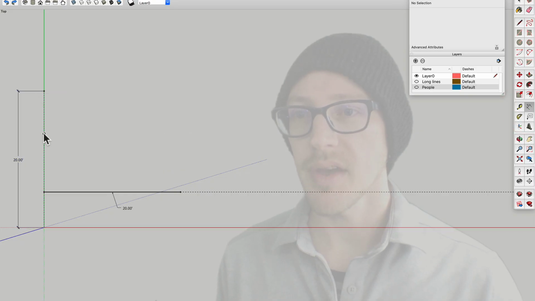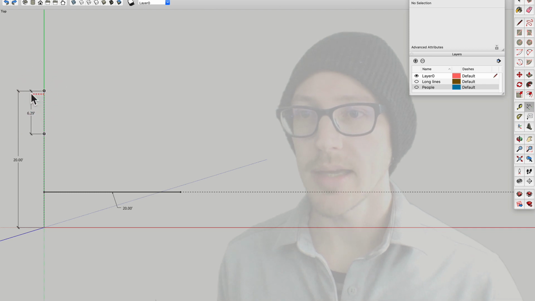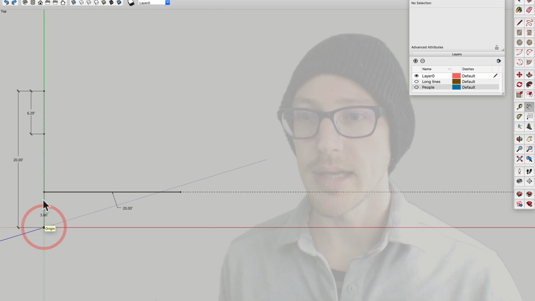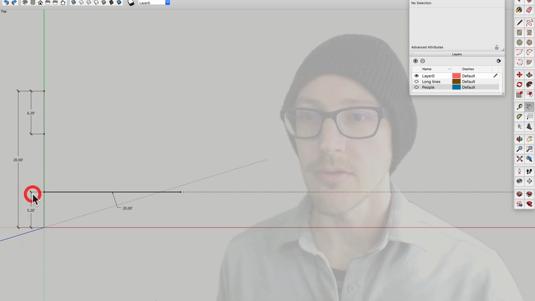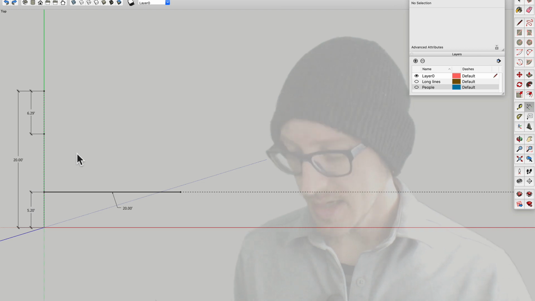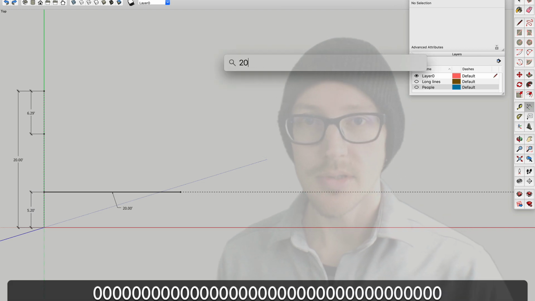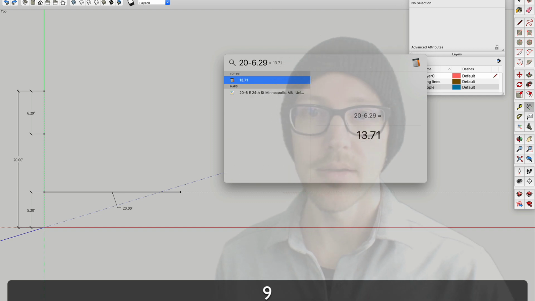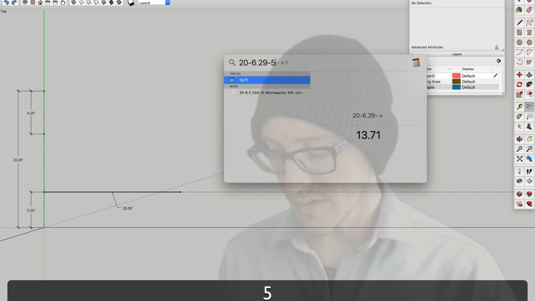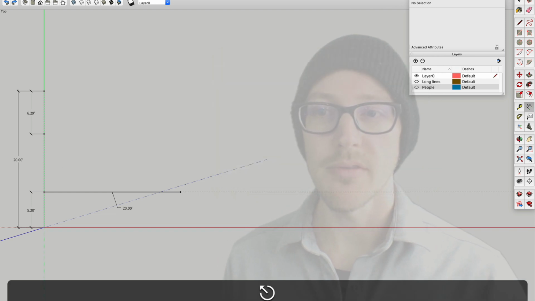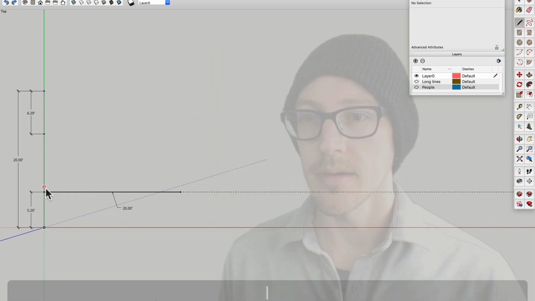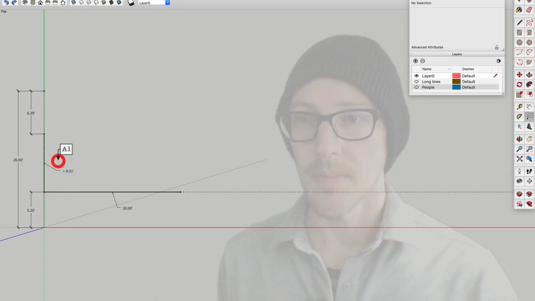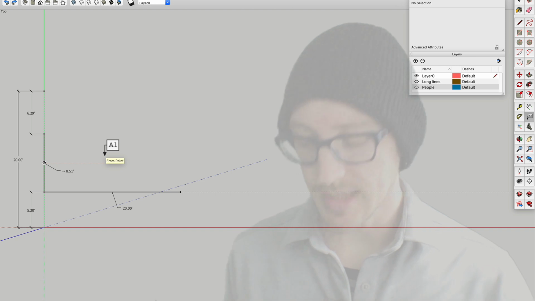So back here in SketchUp, I know that the array is 6.29 feet tall, and I know that head height is 5.2, then I can pretty easily just subtract those two. So 20 minus 6.29 minus 5.2 is 8.51. So this is going to be the next piece of information that I need. There we go, 8.51, just as I calculated.